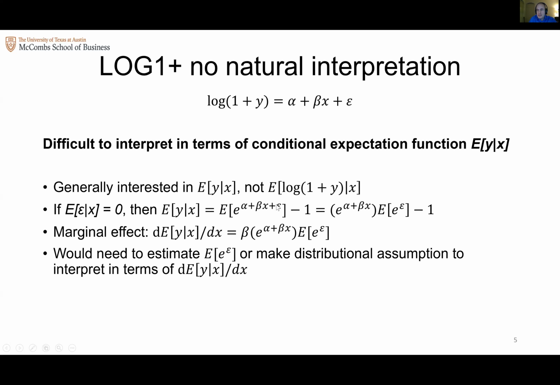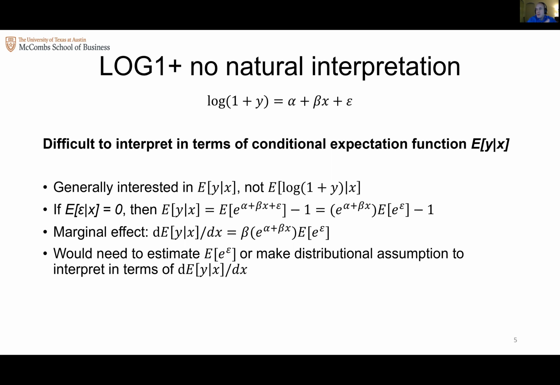And since the epsilon is in the exponential function, it's effectively a multiplicative error term. And so you can break this out and write this as the expected value of alpha plus beta x times the expected value of e to the epsilon, and then minus 1. And so when you compute a marginal effect, you're going to be stuck with this expected value of e to the epsilon. And so if you want to interpret this marginal effect in terms of something meaningful, you have to have some way of dealing with the fact that you've got this expected value that's a function of the error term in that marginal effect.